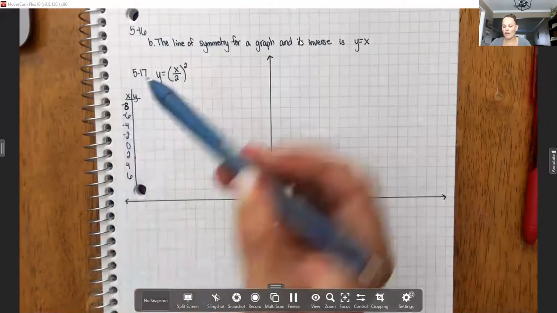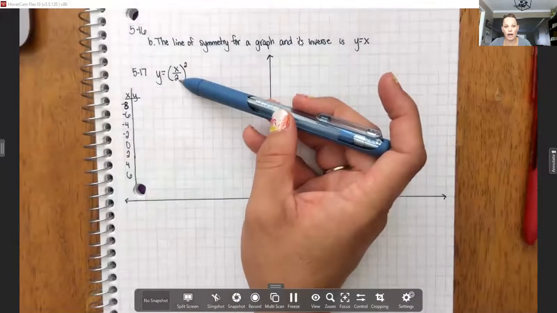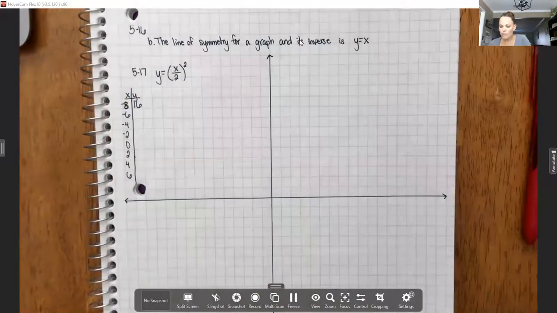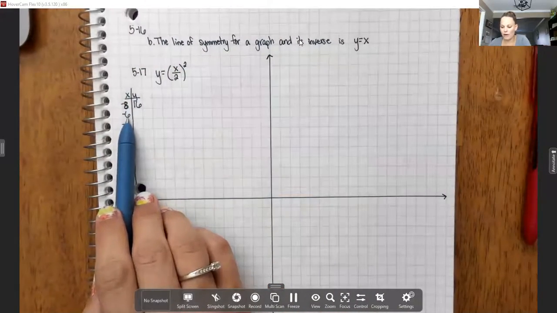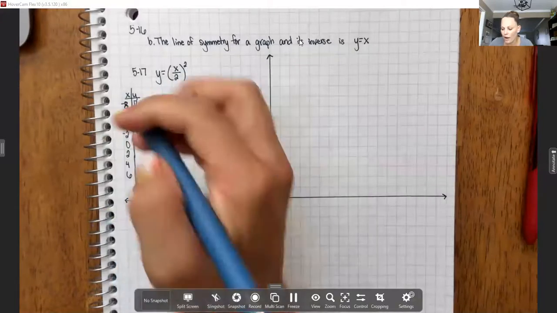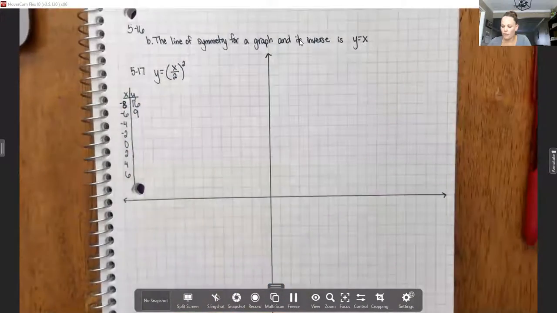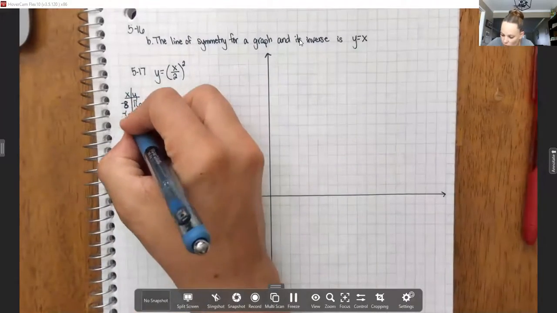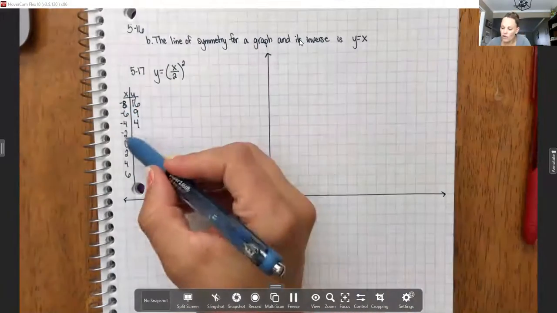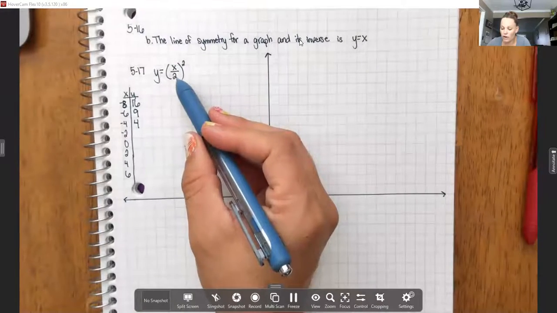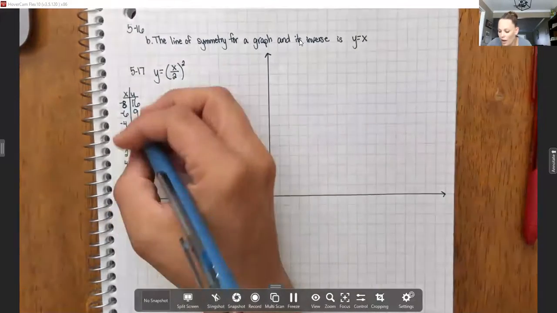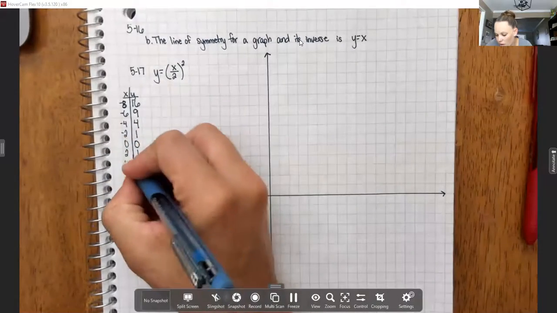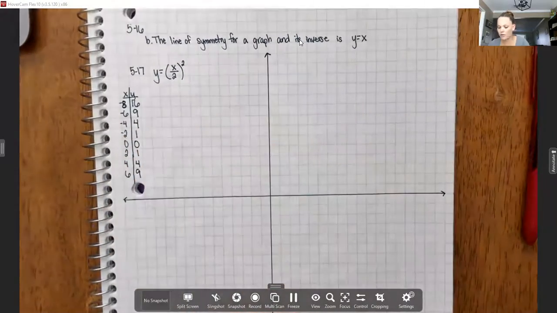So if I plug in -8, -8 divided by 2, I get -4. Squared, I get 16. -6 divided by 2, I get -3. Square it, I get 9. -4 divided by 2 is -2. Squared, I get 4. -2 divided by 2 is -1. Squared, I get 1. 0 squared is just 0. And my table will repeat.